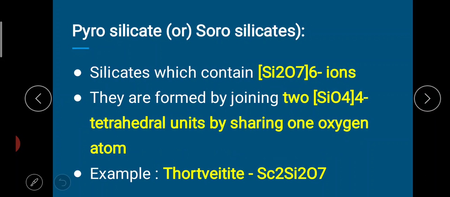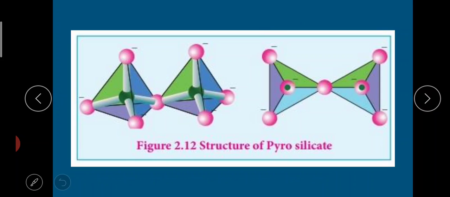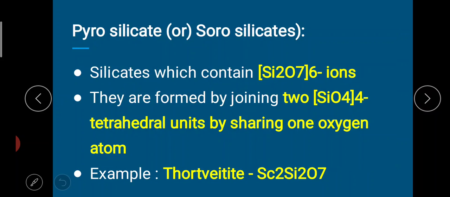Next we have pyrosilicates, which are otherwise called sorosilicates. Here they contain Si2O7 6 minus ions. They are formed by joining 2 SiO4 4 minus tetrahedral units by sharing 1 oxygen atom. An example is thortveitite. Next, if you see this picture here, you can understand, because we are going to find out the formula.